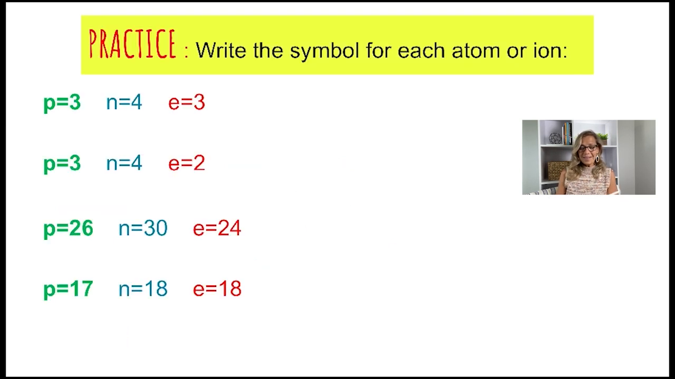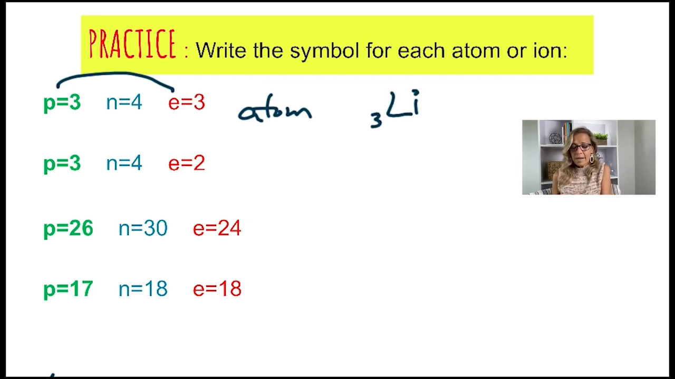All right, let's do a little practice here. First of all, let's write the symbol for each atom or ion. Well, how do we know if it's an atom or ion? What we're going to do is compare protons and electrons. So since they're the same, I know it's an atom. All right, I'll just write that there. If it's the same, it's an atom. So 3 protons, that tells me it's lithium. Okay, and I know my atomic number 3 goes there. I know the mass number is the protons plus neutrons, so that is 7. And then do I need to write a charge in that upper right corner? No, it's 0, it's electrically neutral.